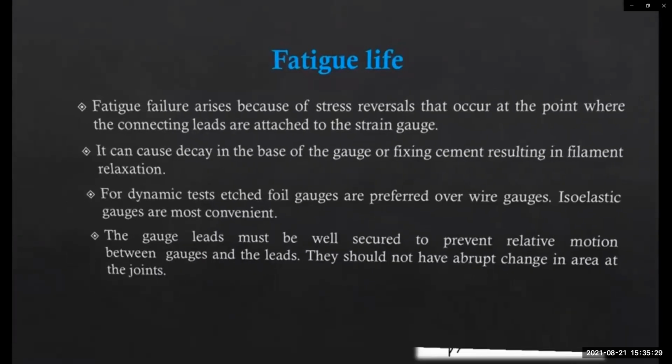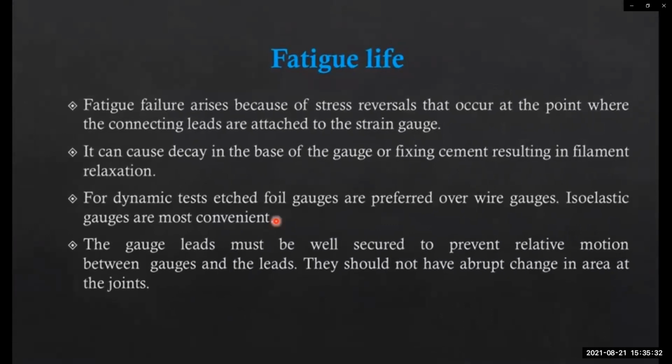Now next, fatigue life. Fatigue failure arises because of stress reversal that occurs at a point where the connecting leads are attached to the strain gauge. After some time, or after the tiring effect and aging of the instrument, the leads connect from the output side. We are connecting our measuring device with the leads. So at that point, if some amount of stress is applied, then we cannot get an accurate result.